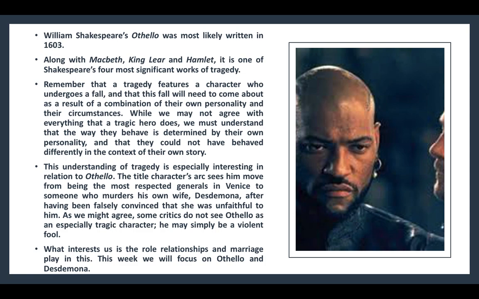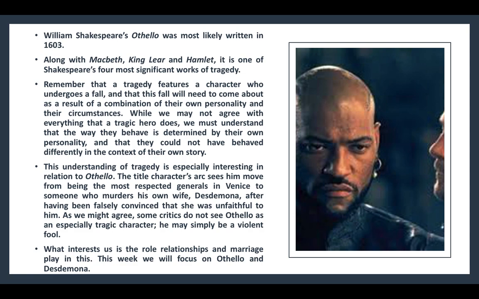Okay, so some things to bear in mind before we look at the actual structure and plot of Othello is that, as I said in relation to Macbeth way back in week 1, tragedy features a character who undergoes a fall, and this fall has to come about through a combination of their own personality and their circumstances. It can't just be pure bad luck, for example. That wouldn't be tragic.